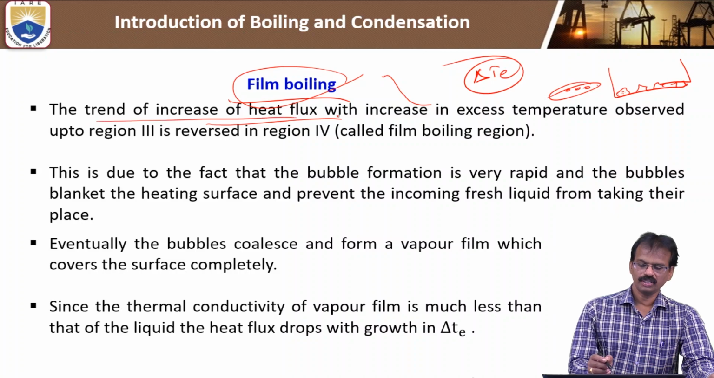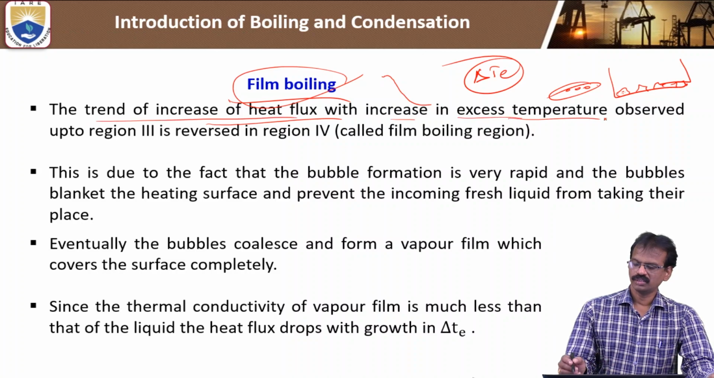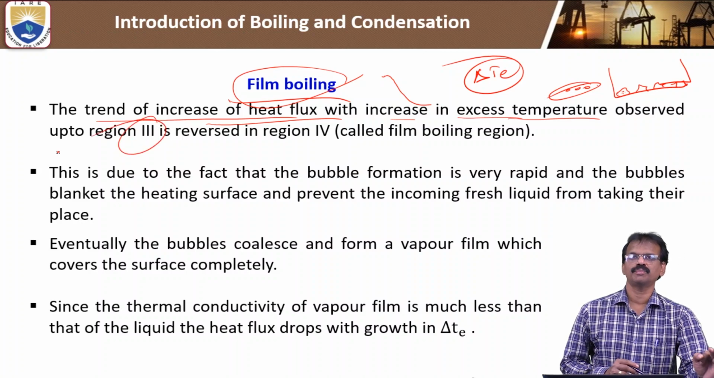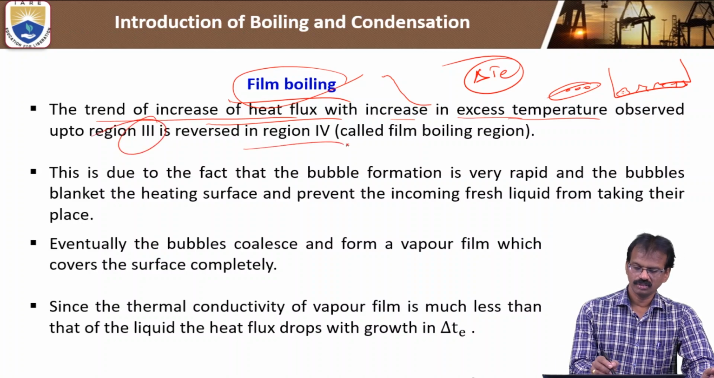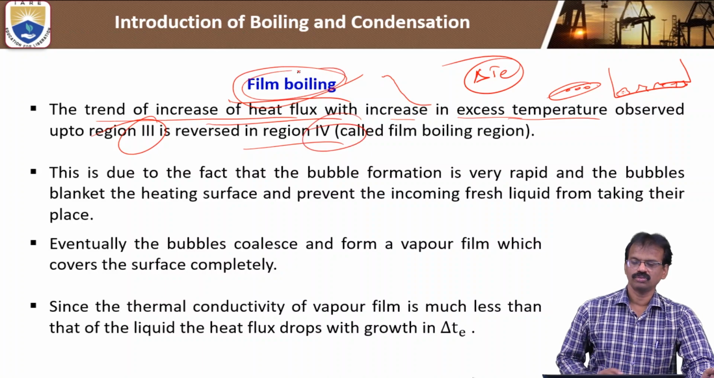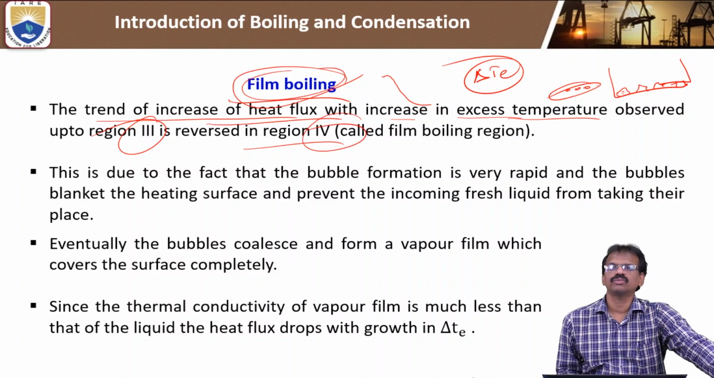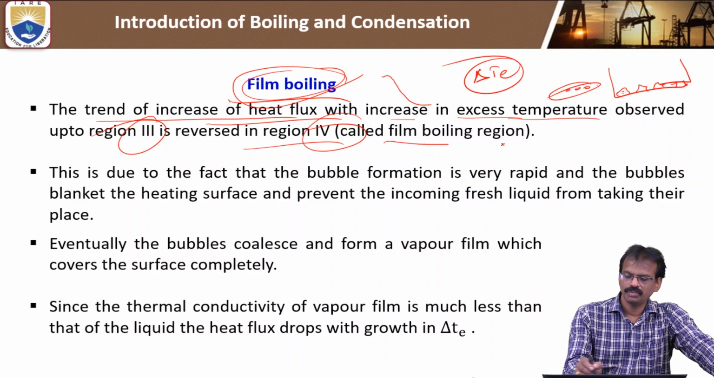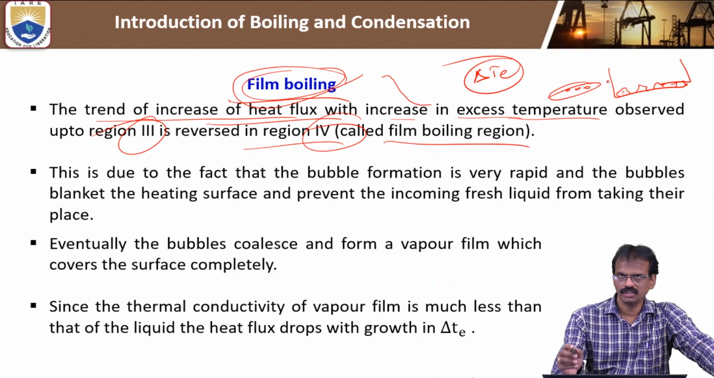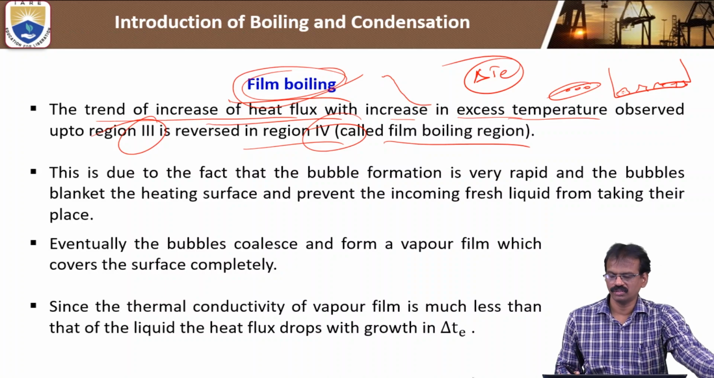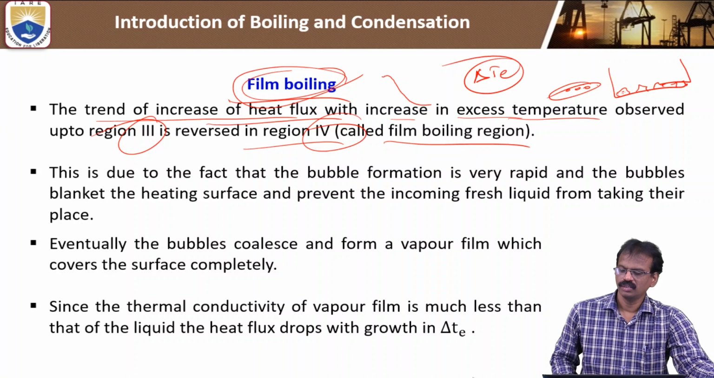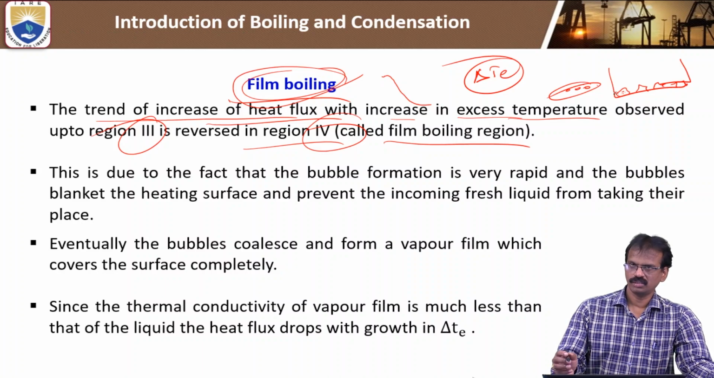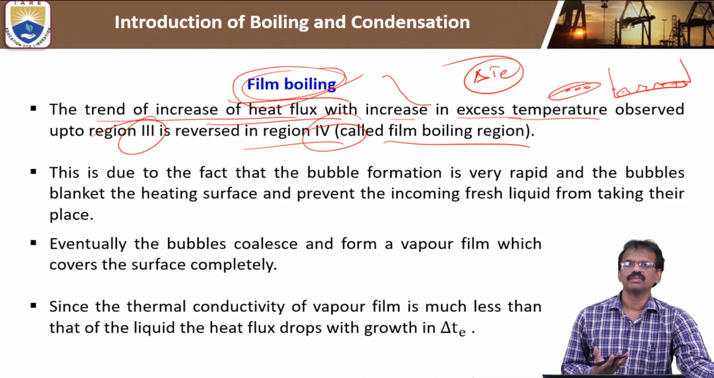So the trend of increasing heat flux, which increases the excess temperature observed in region 3, that is the nucleate boiling, ends at the end of nucleate boiling. It is reversed in film boiling. So the fourth region is called the film boiling region, because these bubbles are formed just like vapor pockets. The conductivity of the vapor pockets is less. So automatically, due to the resistance of these vapor pockets, the heat transfer rate will decrease.